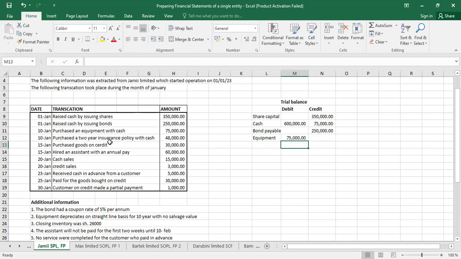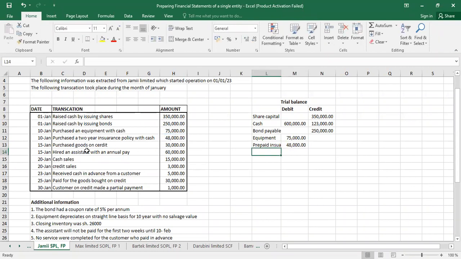Purchased a 2-year insurance policy with cash. So it means we paid, isn't it? We'll be crediting our cash, isn't it? The 48. So if we credit our cash, prepaid insurance for 2 years, isn't it? And we are only on the first month, so prepaid insurance. Which amount to press tab equals? What was it there? Isn't it?